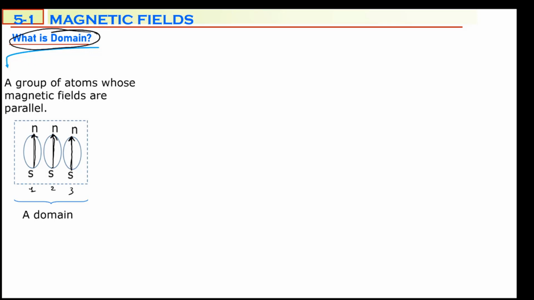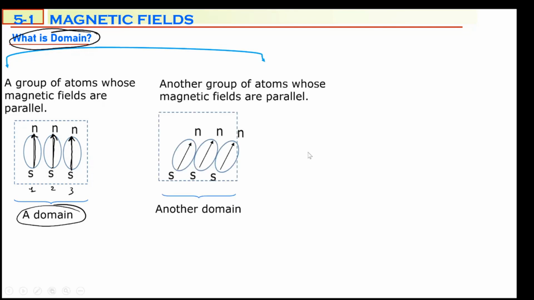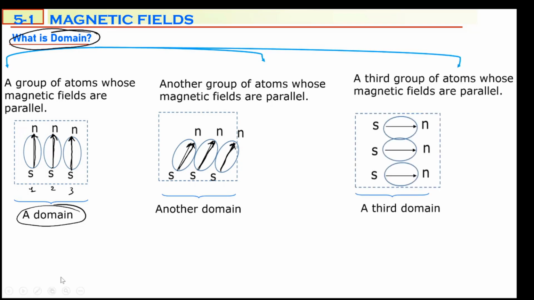This can be thousands, maybe 10,000, maybe 100,000 atoms, maybe billions of atoms. All of them have a magnetic field in the same direction. So this is called a domain. But there can be another domain, where other atoms have a magnetic field direction like this. This is a second domain. As you see, they are also parallel to each other. Or a third domain, where some other groups have a magnetic field like that, but again they are parallel to each other.